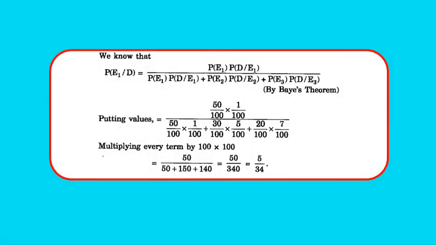So using Bayes theorem, we have P(E1 by D) equals P(E1) into P(D by E1) upon P(E1) into P(D by E1) plus P(E2) into P(D by E2) plus P(E3) into P(D by E3). So putting the values, we get 5 by 100 into 1 upon 100, divided by 5 by 100 into 1 upon 100 plus 30 upon 100 into 5 by 100 plus 20 upon 100 into 7 upon 100. So simplifying, we get the required probability as 5 by 32. Okay, so pause and note down the solution.